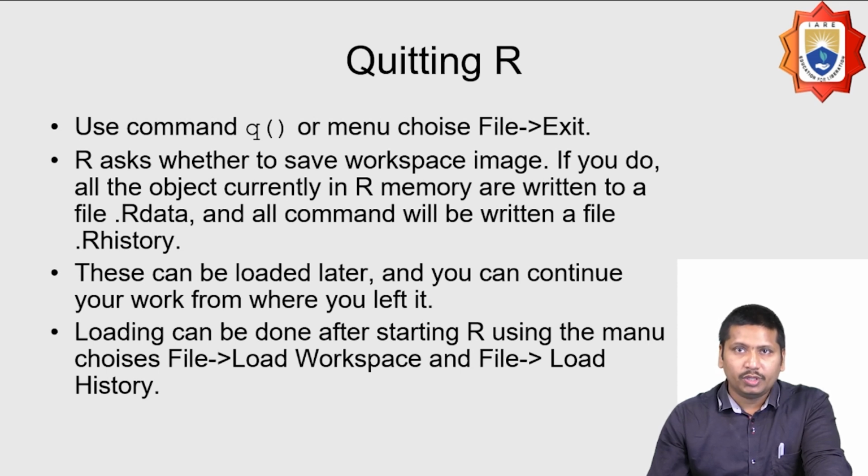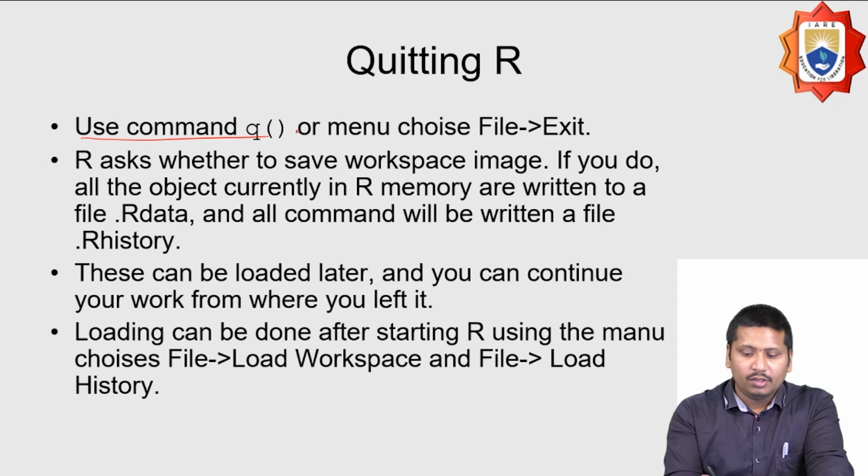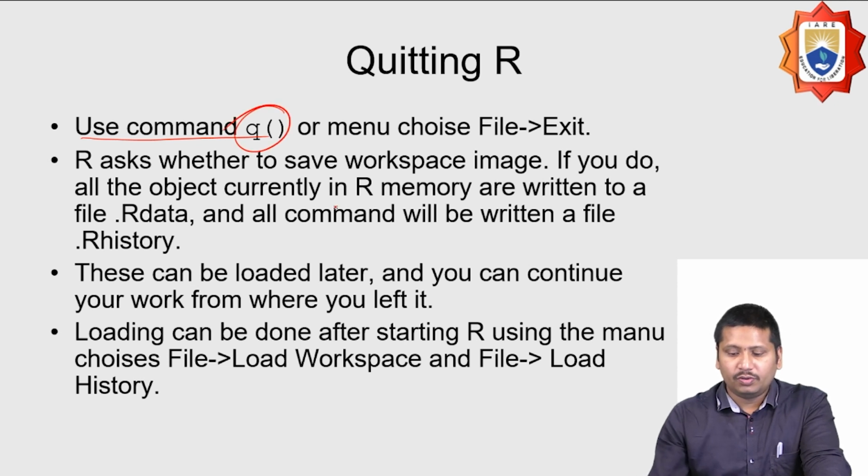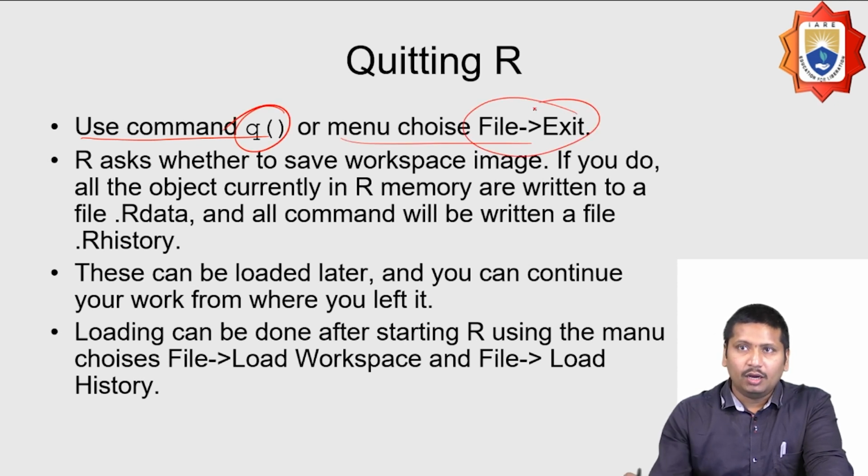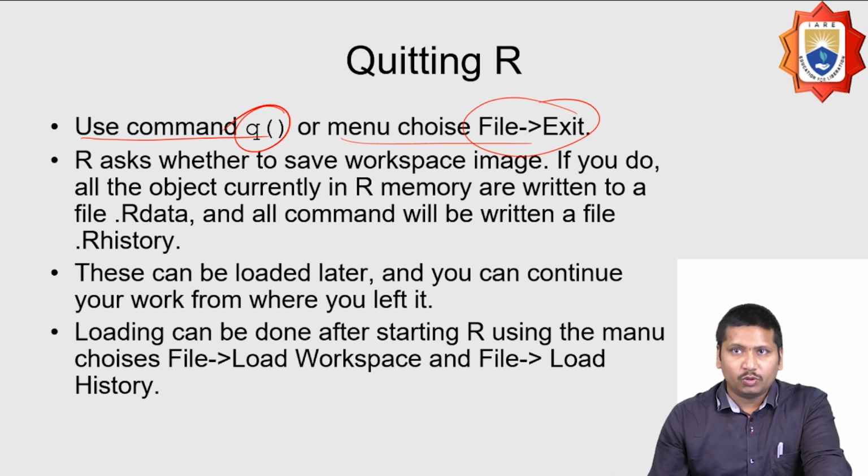So quitting, how are we going to do that? We have the command called q, or the menu choice should be File, Exit. R is going to ask whether we want to save the workspace image. If you do that, all the objects currently in memory are going to be saved to the file, and the commands will be returned to the file history. This can be loaded later, so we can continue working from that.